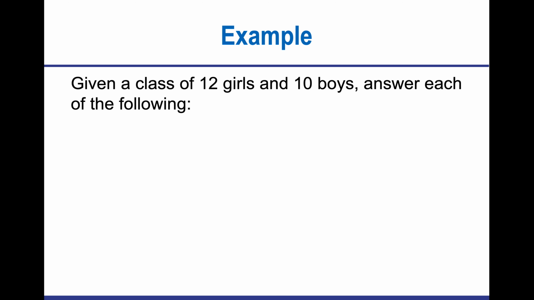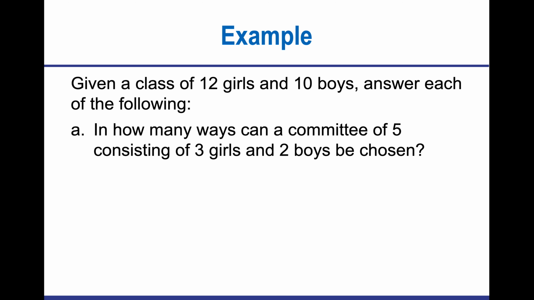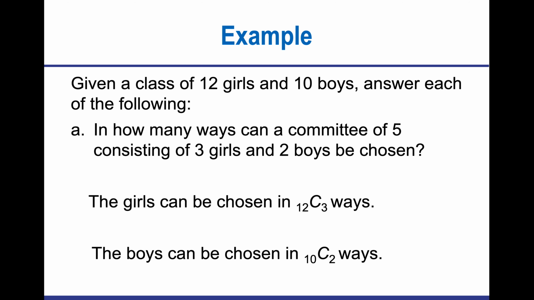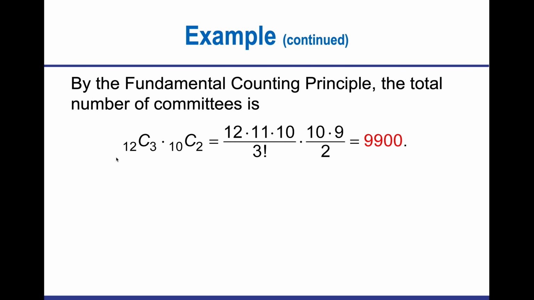Here's another example. Given a class of 12 girls and 10 boys, how many ways can a committee consisting of 3 girls and 2 boys be chosen? Because it doesn't matter, no one place on a committee is higher than another one, it's going to be a combination. I have 12 total people. I need to pick 3 girls from that group of 12. Then the boys would be from 10 boys. I'm going to pick 2. Now, because these events are happening together, it's multiplying like probability. So you're going to multiply the NCR and the NCR to get 9,900.